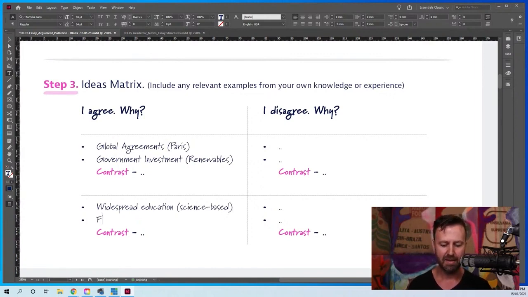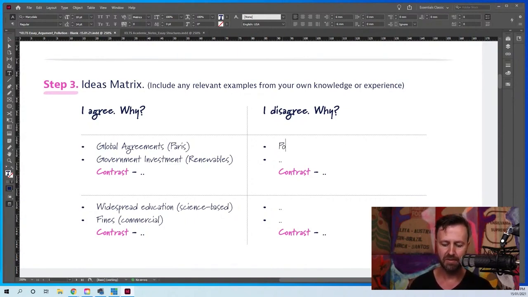The last one being, let's say, fines, and looking at commercial. So when businesses do the wrong thing, they get fined, essentially. Okay, so that's that side. We're now going to go to why we disagree with the fact that pollution problems may not be solved by 2030. So why would we disagree?